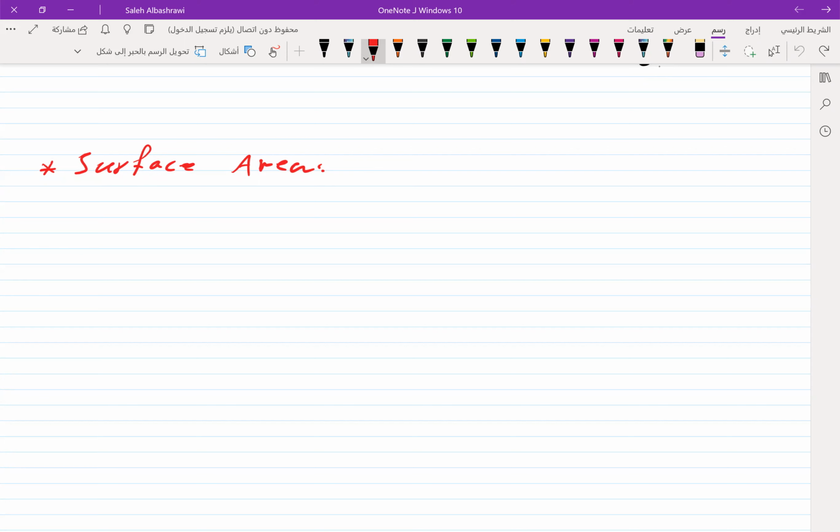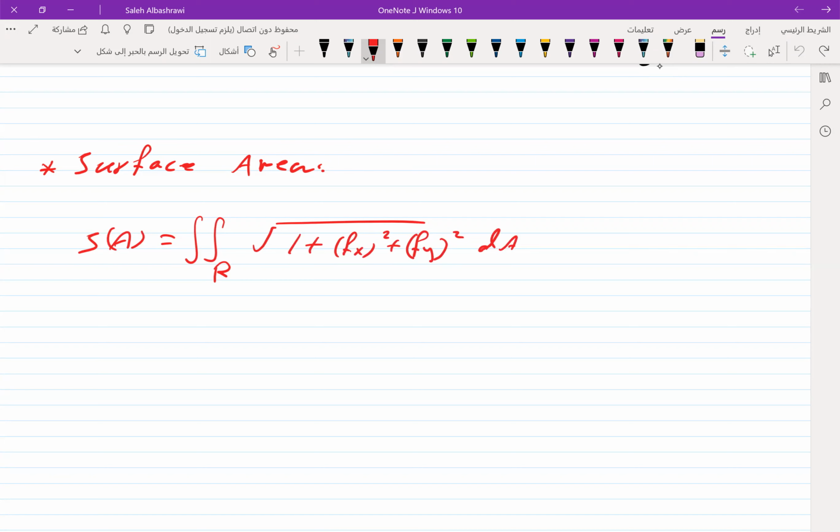We said before that the surface area of a given function, or just for a given surface over the closed region R, is given by S of A, which is equal to the double integral over R of the square root of 1 plus f sub x squared plus f sub y squared dA, given that f and its partial derivatives with respect to x and y are continuous over a closed region R. And in this part, we're going to give more examples of how to find the surface area for some problems.